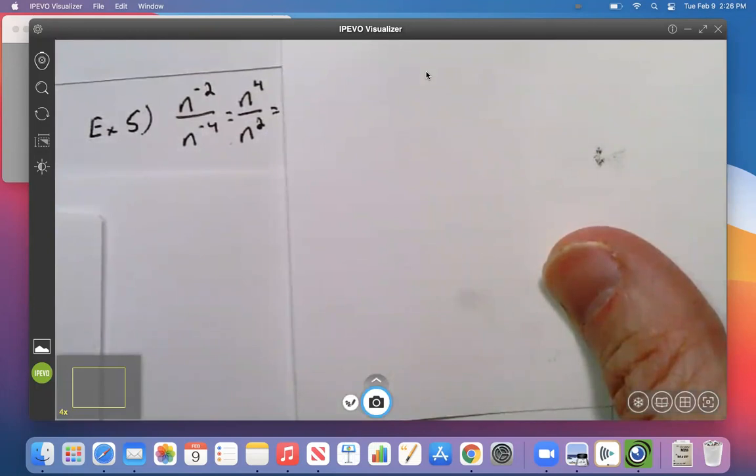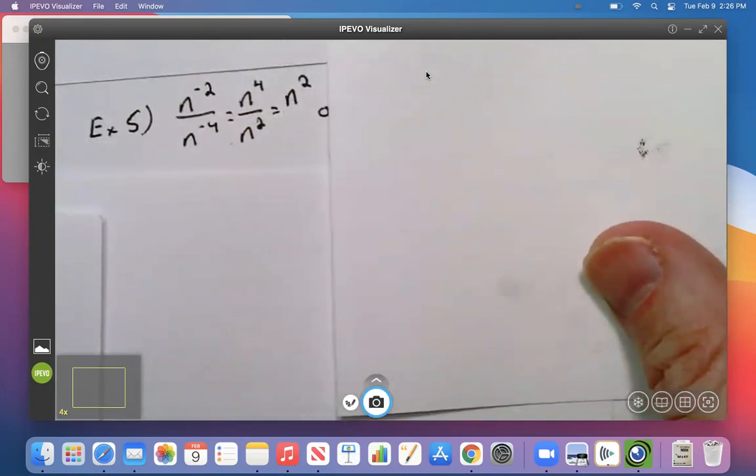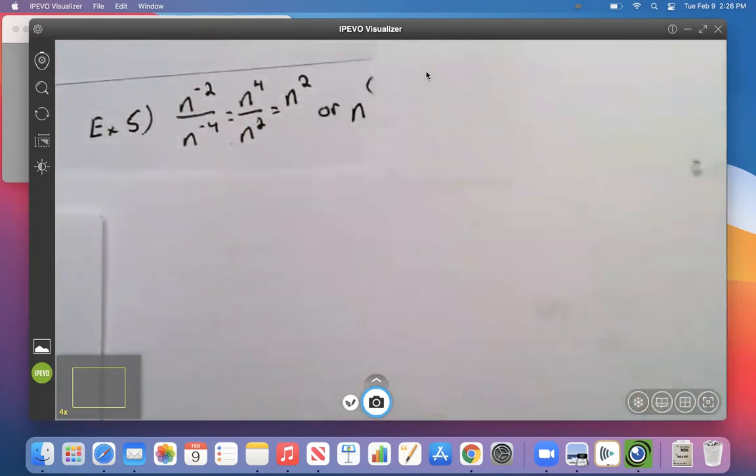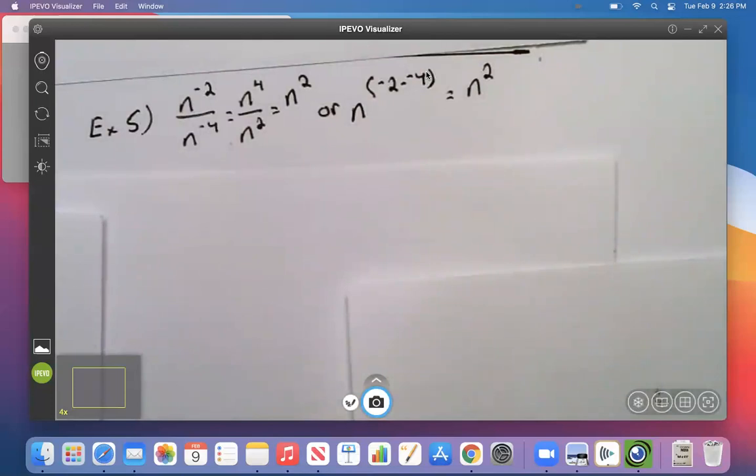n to the 4th divided by n squared. When we have a common base and we're dividing monomials, we subtract the exponents. 4 minus 2 is 2. The answer is n squared. And I could have subtracted negative 2 minus negative 4, which still would have given me n squared.